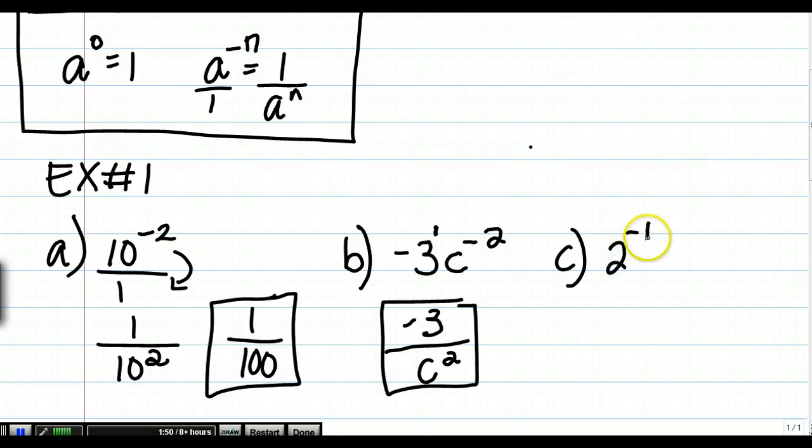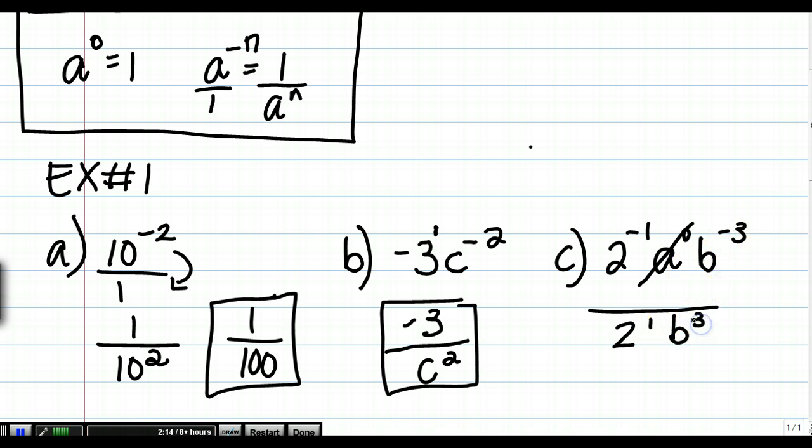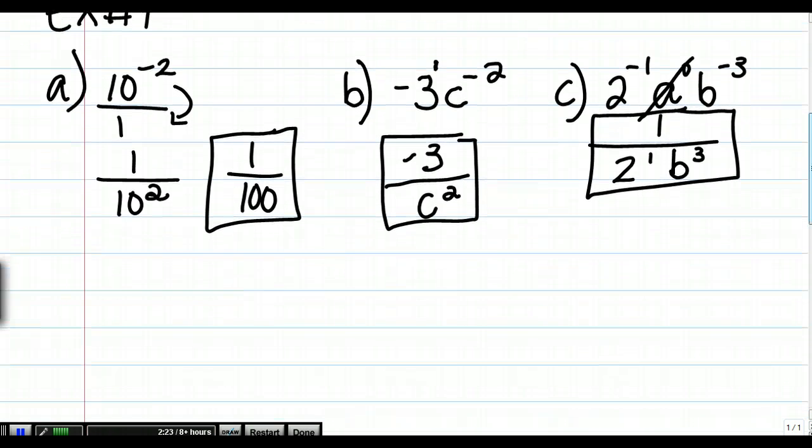C, I have 2 to the negative 1 times a to the 0, b to the negative 3. We're going to look at each of these three pieces separately. First, you have 2 to the negative 1, so we know that we have to put 2 to the 1 on the bottom. A to the 0 power is just 1, so that's gone. B to the negative 3, you have to put that on the bottom, so it's b to the 3rd. You need a placeholder, so you have to write 1. So your answer is 1 over 2b to the 3rd.